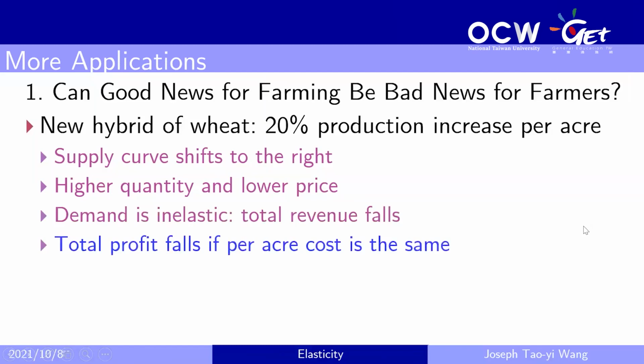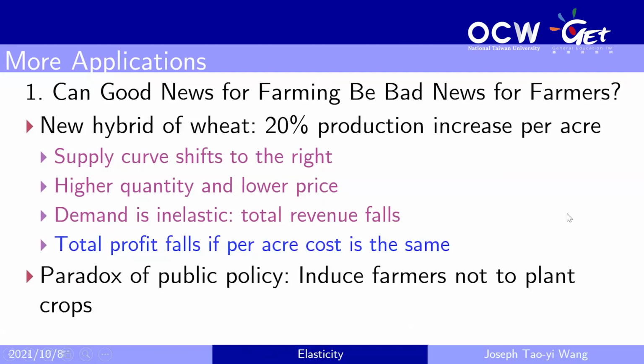If demand is inelastic, well, the quantity effect is dominated by the price effect. So the huge price drop compared to the small increase in quantity is going to cause total revenue to go down. And if the per acre cost of production is the same, then total profits would go down. Of course, that is an assumption because a drop in revenue does not mean a drop in profit if cost is also going down. But here, if we assume that the cost is the same, then a drop in revenue would actually cause your profit to drop as well.